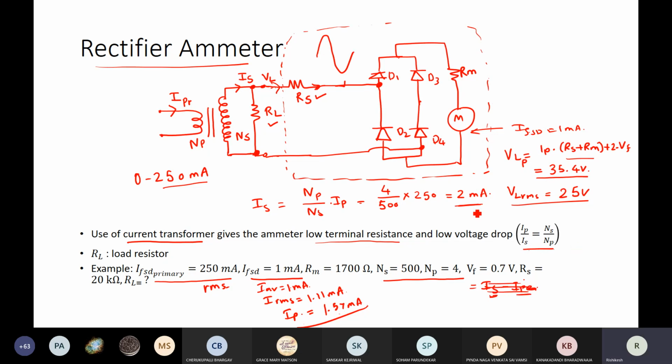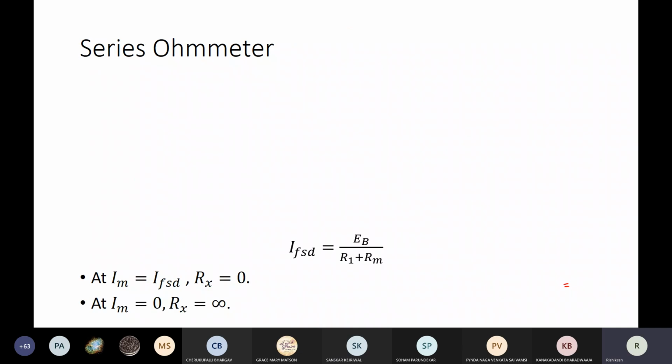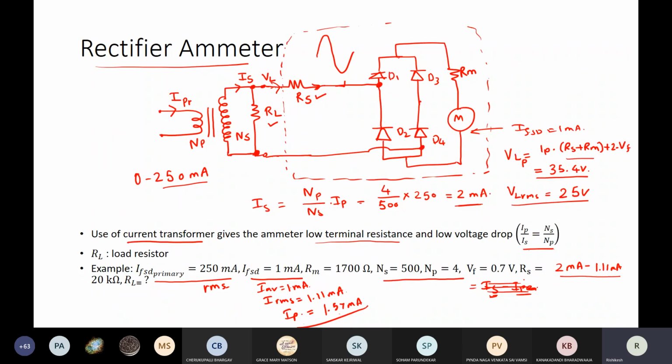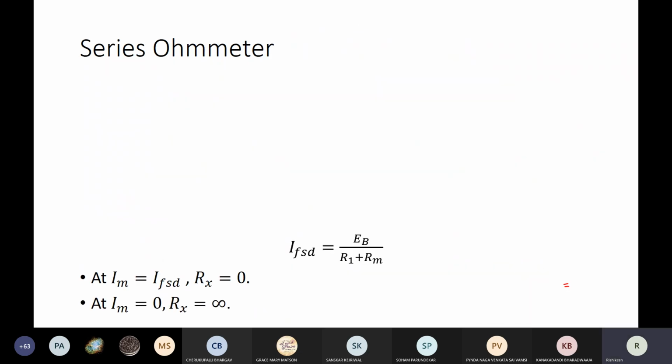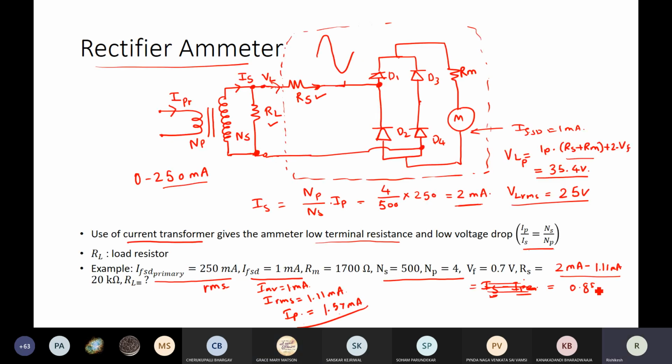So you have to subtract from 2 milliampere, the RMS current in the secondary, the RMS current flowing through the meter. How much is RMS flowing through the meter? 1.11 milliampere. Then this will be the RMS current flowing through RL. How much is this? 0.89 milliampere will flow through RL.